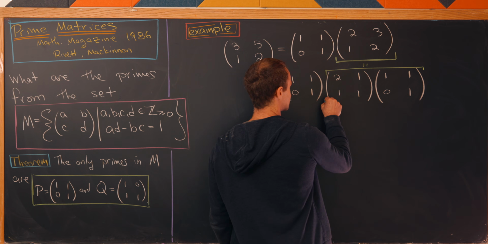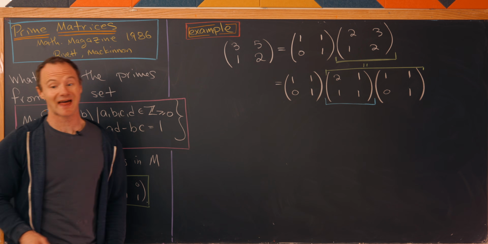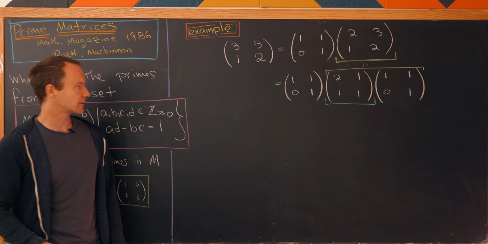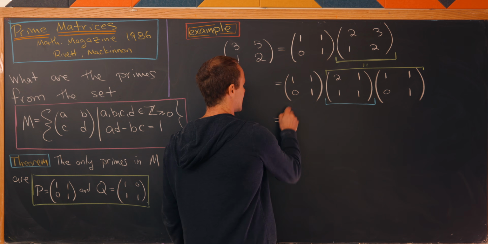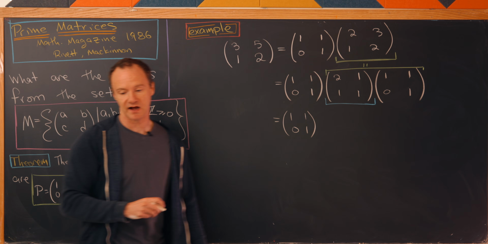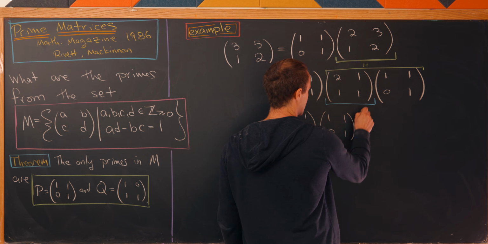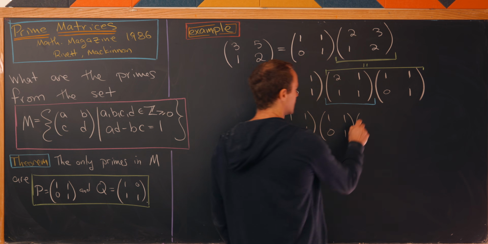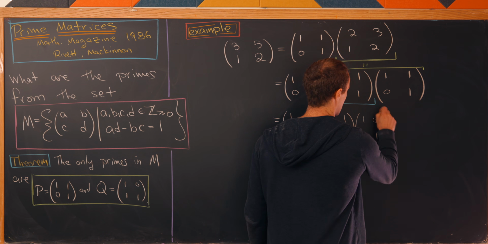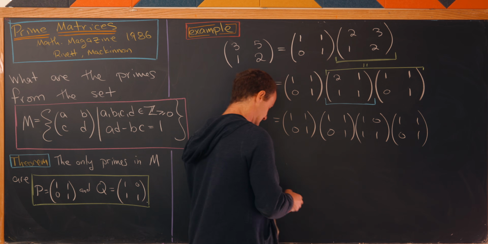Okay, so now let's see what we're left with. We're left with this thing right here. And then all we have to do is factor that and see where we go from there. Okay, so again, applying those factorization rules, we'll see that that blue underlined stuff will factor as 1, 1, 0, 1 times 1, 0, 1, 1. Okay. So let's complete this just by bringing that down.